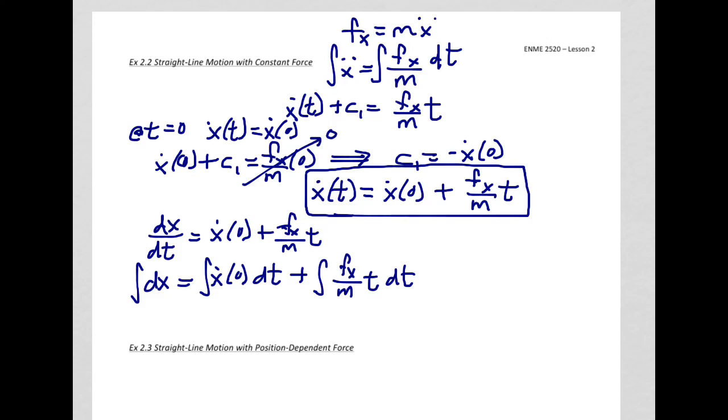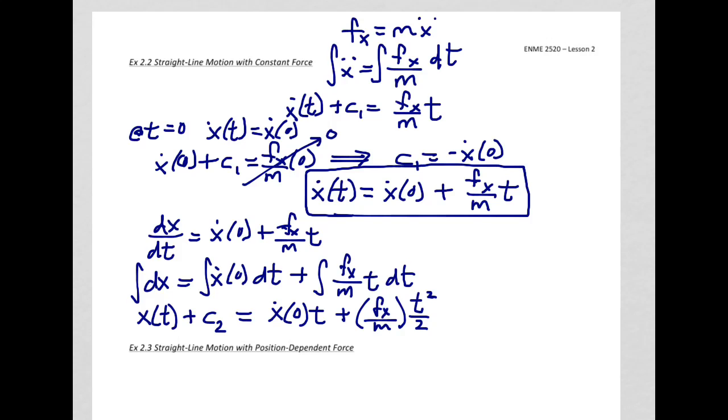Okay, and then when we do this, we get our position as a function of time plus the next integration constant we call C2. And then equal to, on the right-hand side, the initial speed multiplied times t when we integrate that expression, plus f of x divided by m times t squared divided by 2.